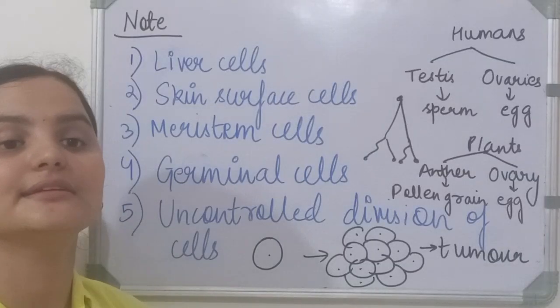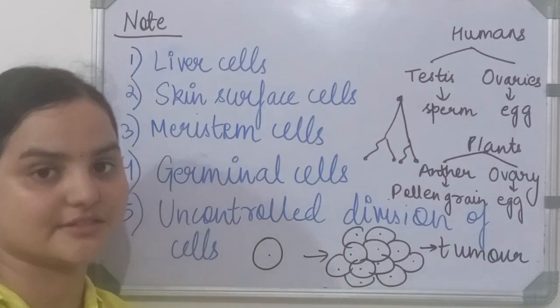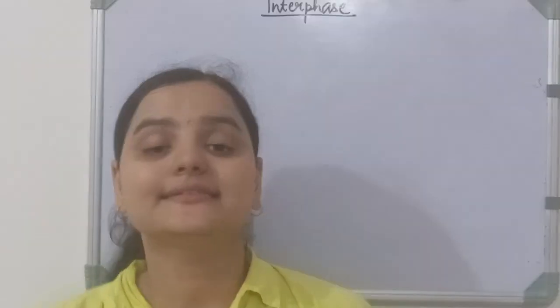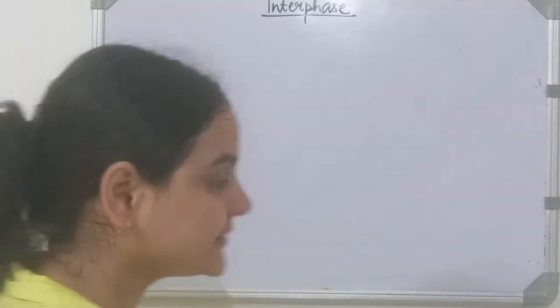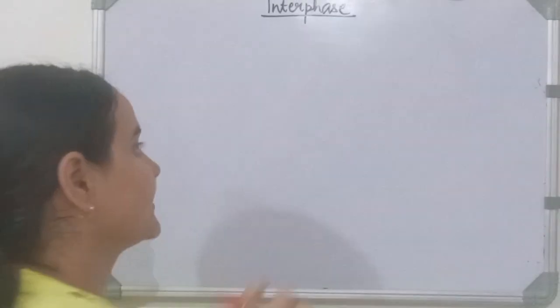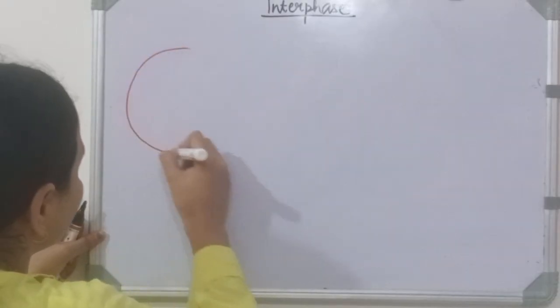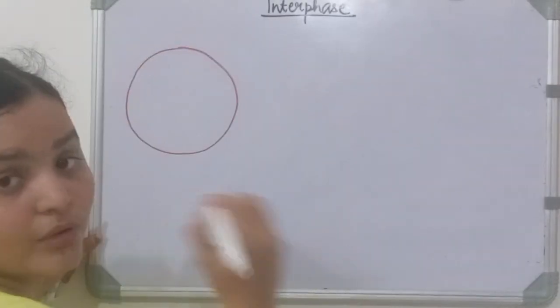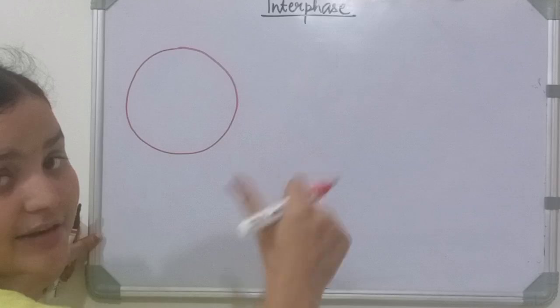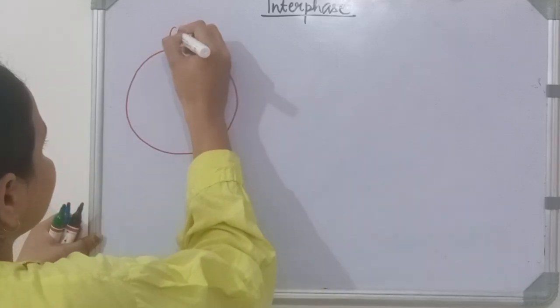Okay, now let's draw the interphase stage in reality. Okay, let's see how an interphase stage actually looks under a microscope. So I'm drawing the interphase stage in case of plants as well as animal cell. So first I'm drawing in case of animal cell. Animal cell only has cell membrane. This is the cell membrane.